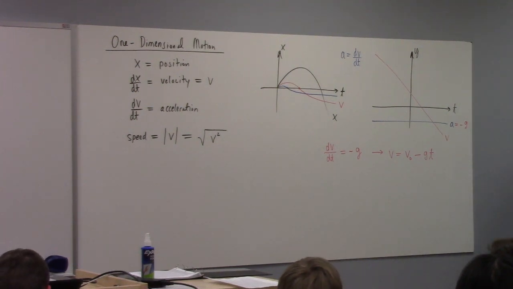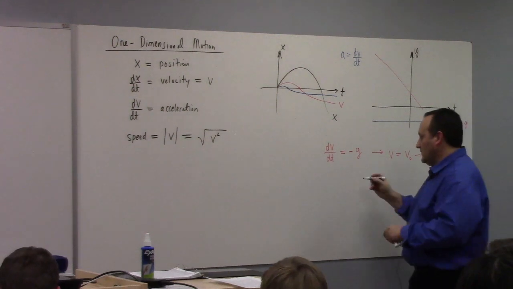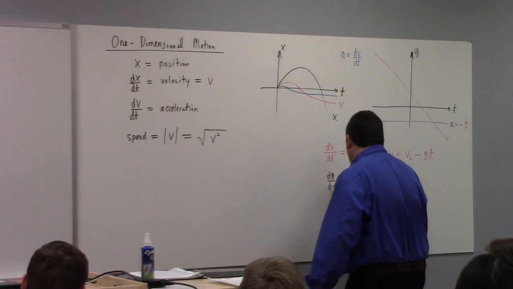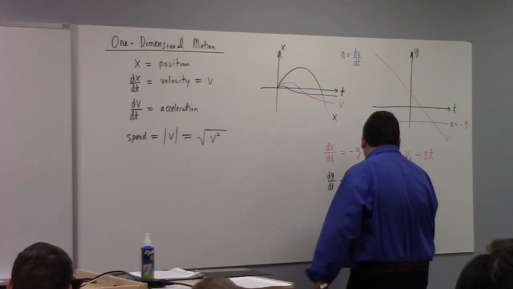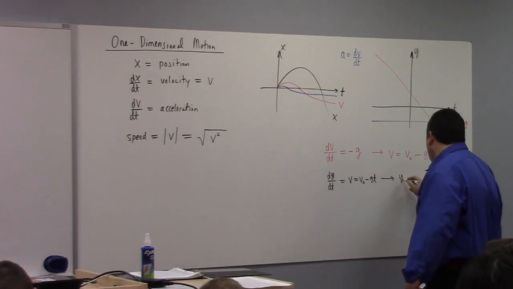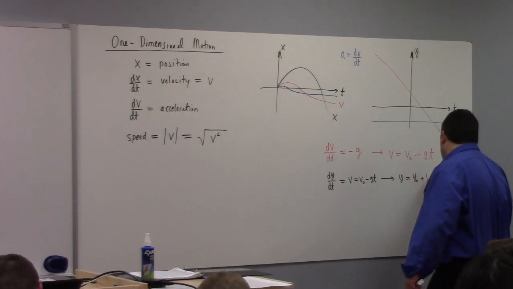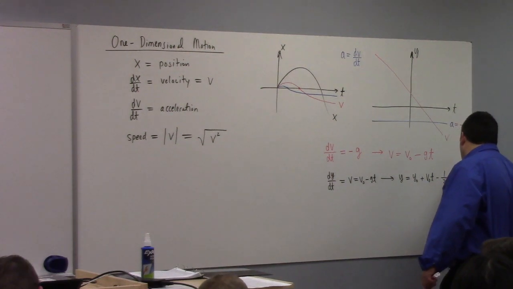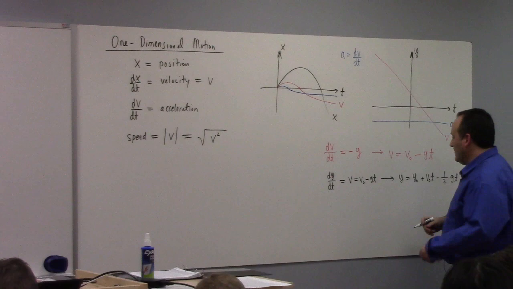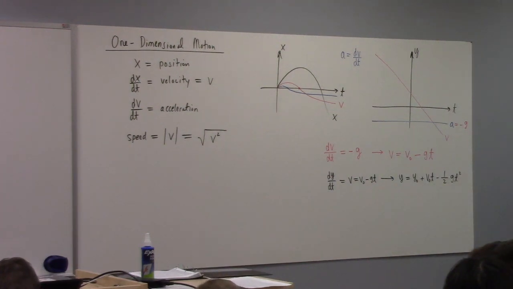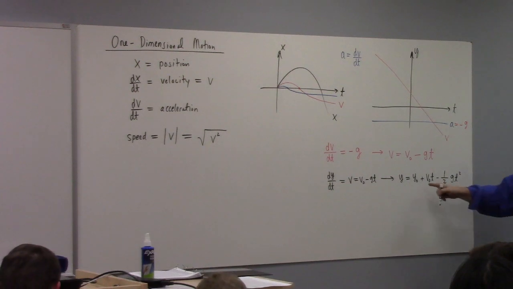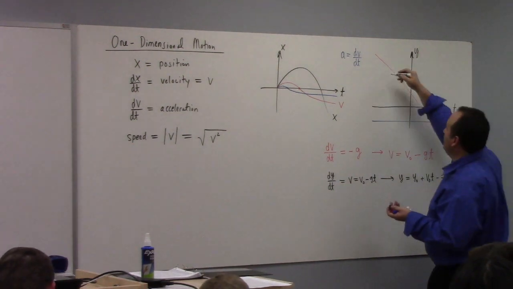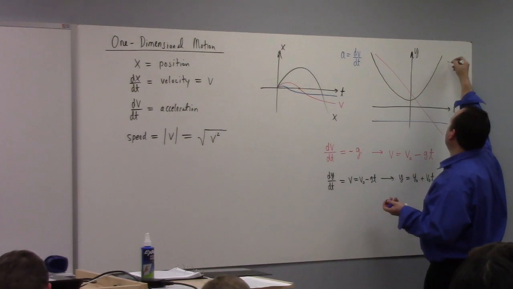What's the position look like? Well, the position, dy/dt in this case, is equal to v, right, which is v naught minus gt. So if I integrate that, I get y is equal to y naught plus v naught t minus 1/2 gt squared, right? Integrating, putting in the initial conditions. So that is a parabola, right? And depending on the choice of initial conditions, I don't know where exactly it is, but it's something like that, right?